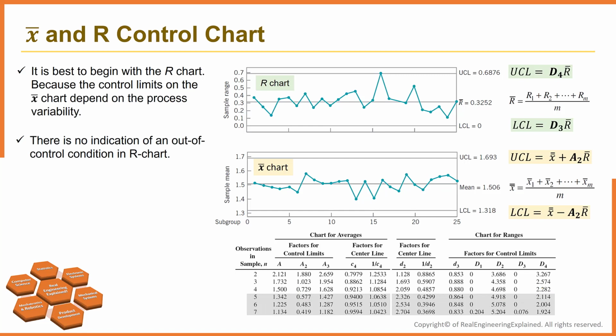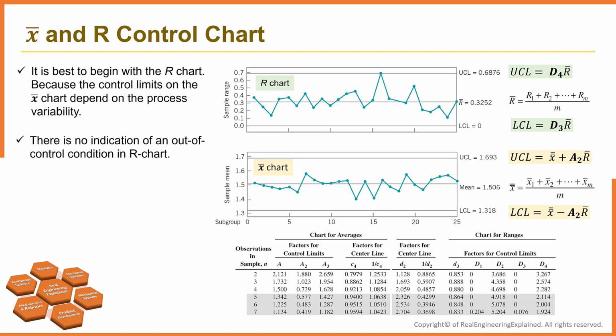Okay, if all points in these plots are inside the control limits and there is no systematic behavior in the plot, we can conclude that the process was in control in the past and the trial control limits are suitable for controlling current or future production.